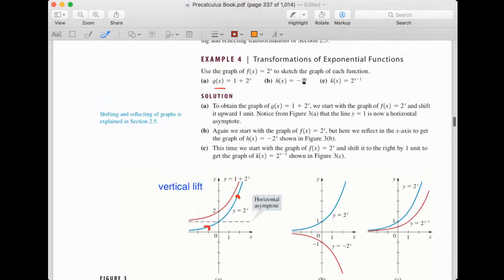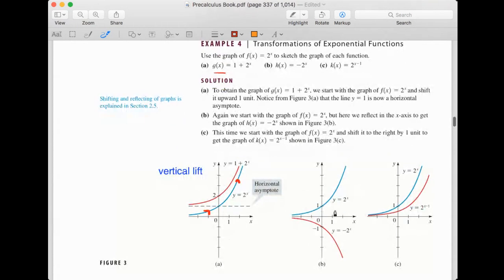Let's see the second one. The second one is negative 2 raised by x. So the function is being negated. 2 raised by x is this graph, this piece. Now every y value is being negated, so we put a negative sign up front. Before it was 0, 1. Now it becomes 0, negative 1.